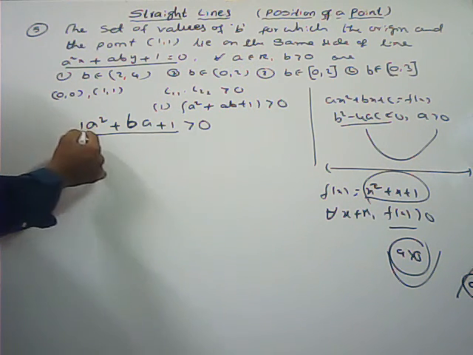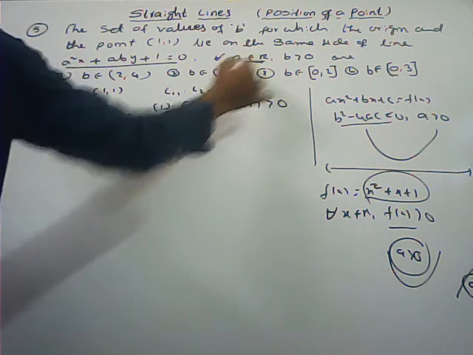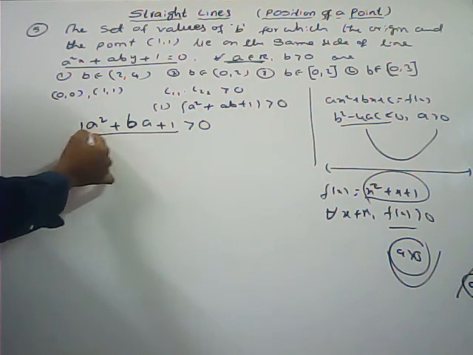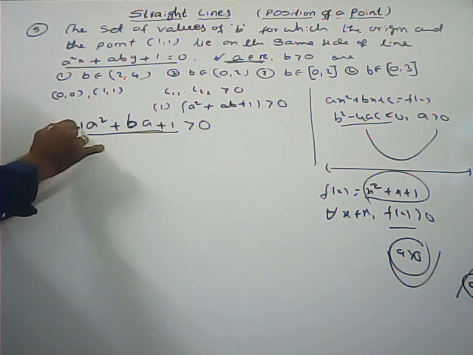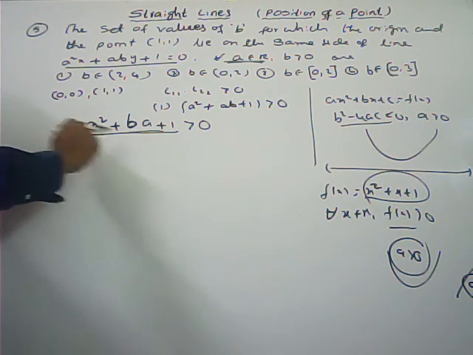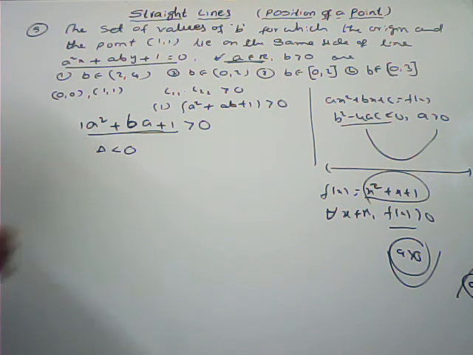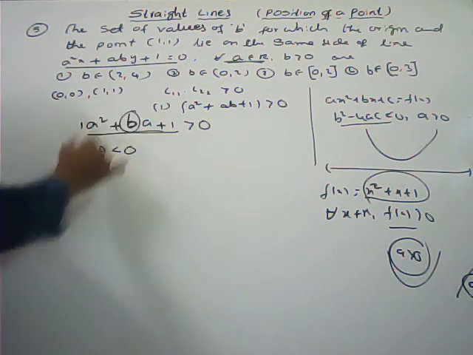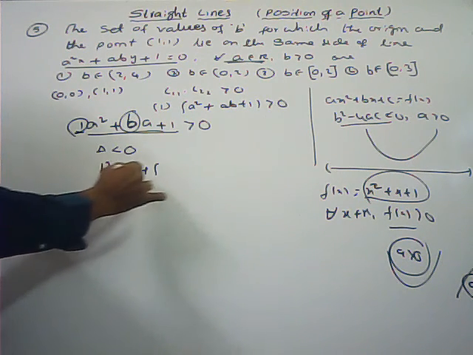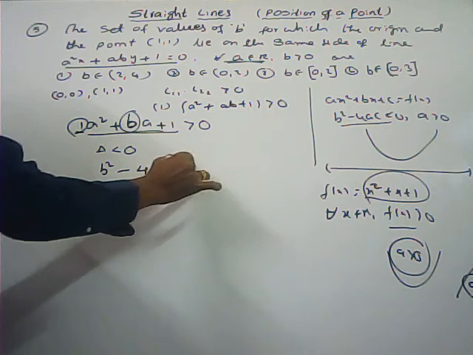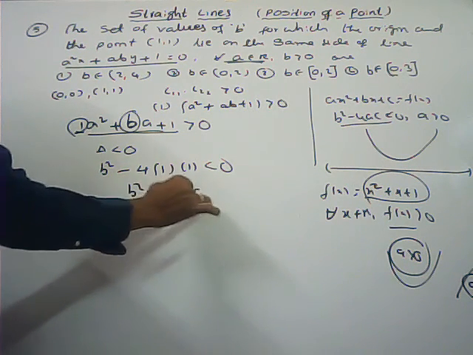Now, this is the quadratic expression. For every a belongs to R, the total value of the expression is more than 0, and the a square coefficient is positive. That's why delta, b square minus 4ac, should be less than 0. Here b square minus 4a, with a square coefficient 1 and constant term 1, should be less than 0. So b square minus 4 is less than 0.